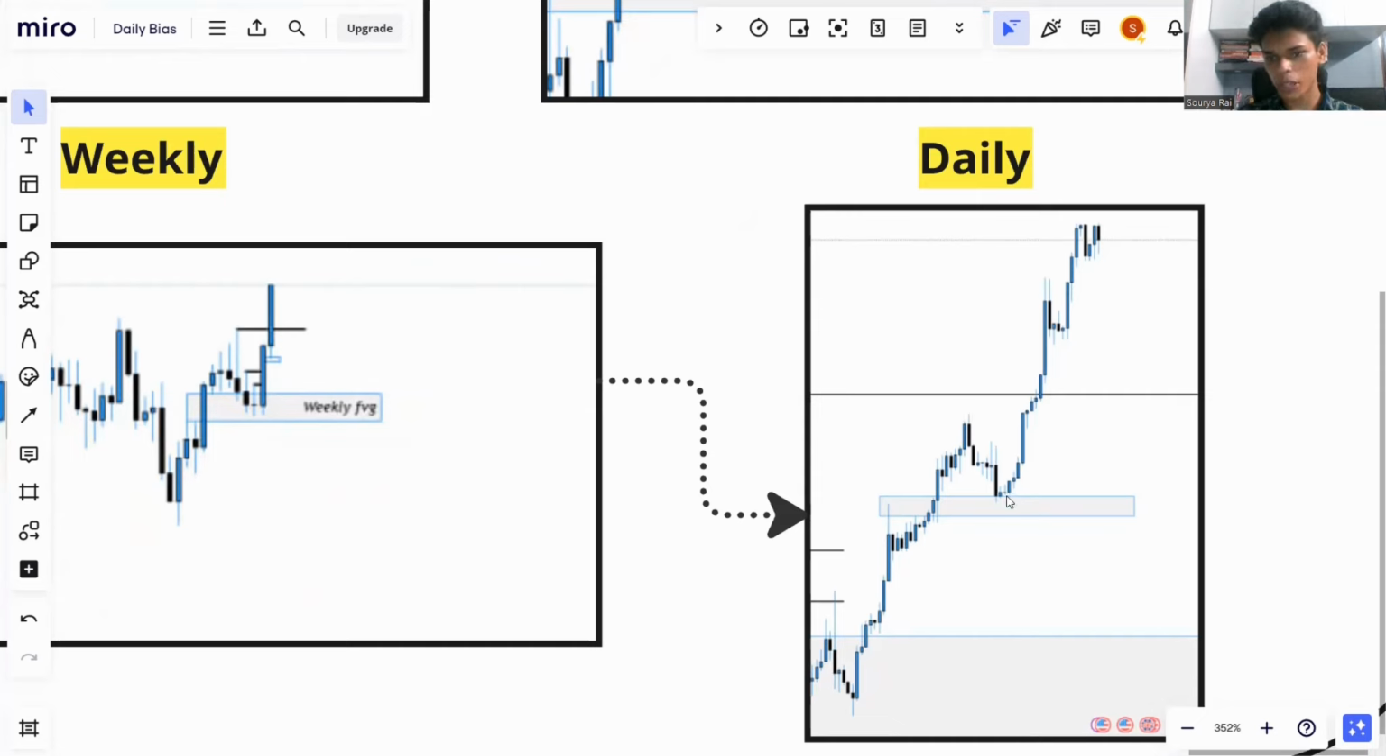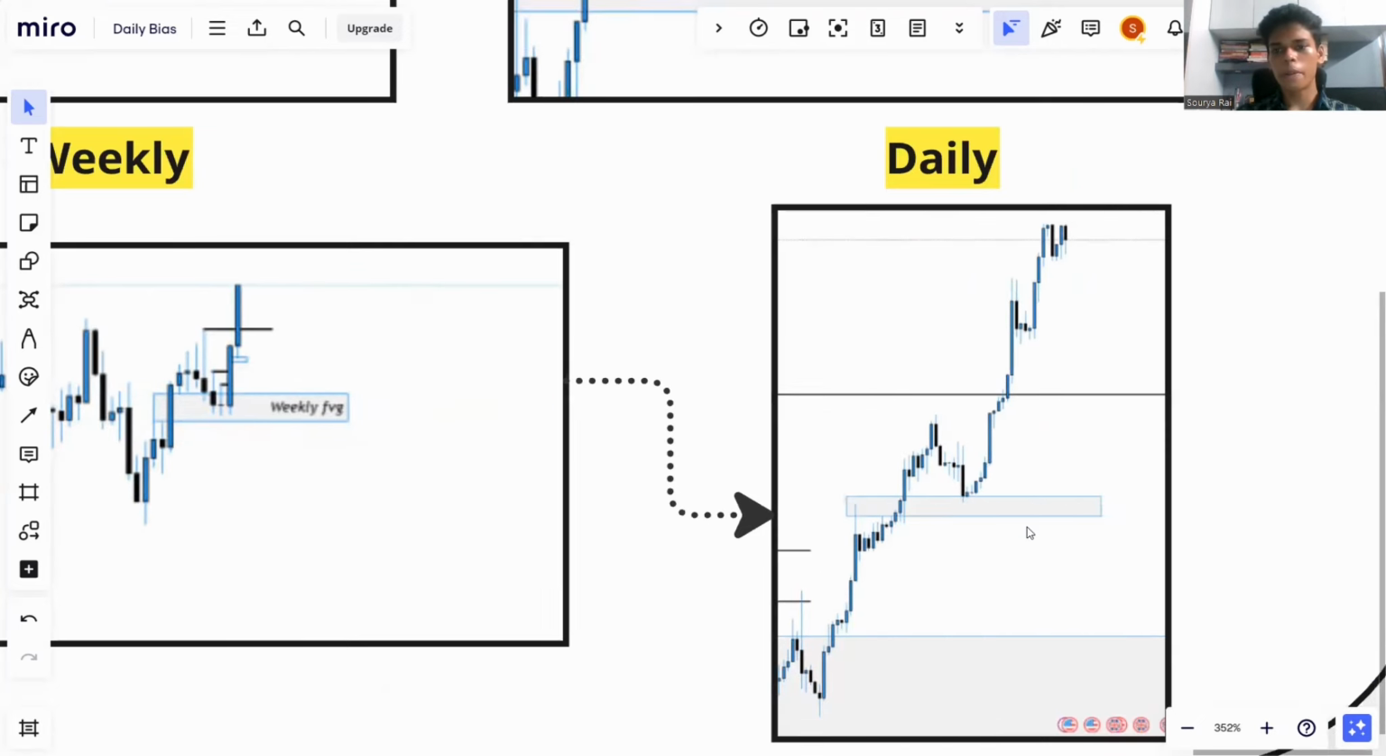Then we got so many beautiful patterns over here, like the engulfing pattern. And after these engulfing patterns, the follow through was beautiful. Price impulsively delivered, as we can see over here. Price impulsively delivered towards the upside.